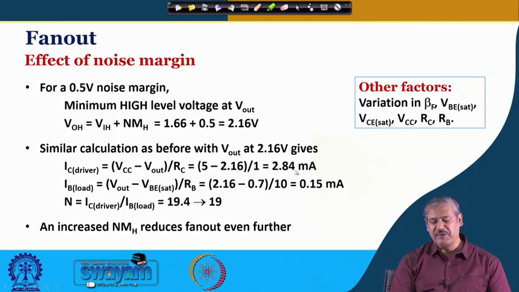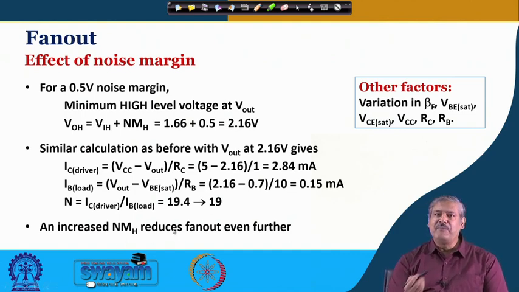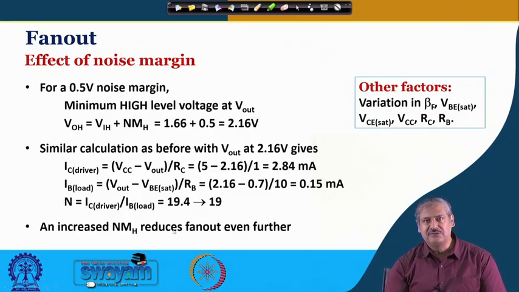Okay. So, that makes it 2.84 milliampere, right, and at that time what will be the load current for each of the gates? So, IB load is 2.16 minus 0.7 divided by base resistance, 0.15 milliampere, and if you just do the division, the number comes down to 19. From 34 it has come down to 19, a drastic fall, isn't it? So, if you have more noise margin, there will be more such issues.